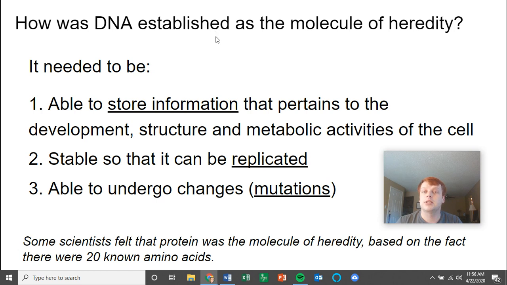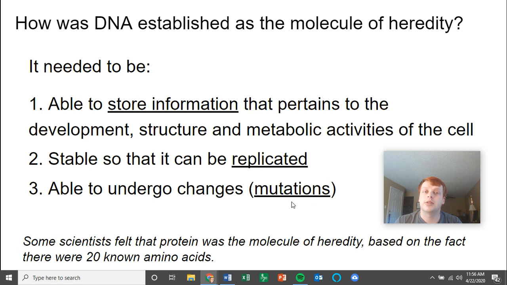So DNA was initially established as the molecule of heredity because it had three important traits that led to that. The first is that we know it can store information that relates to the development of the cell. It's also stable, and it can be copied or replicated. And then finally, it has to be able to undergo changes or mutations.